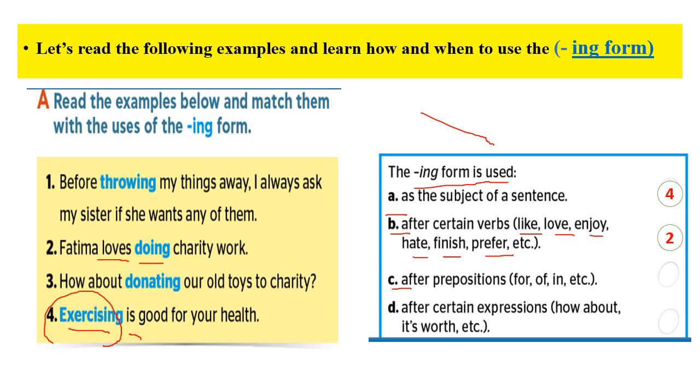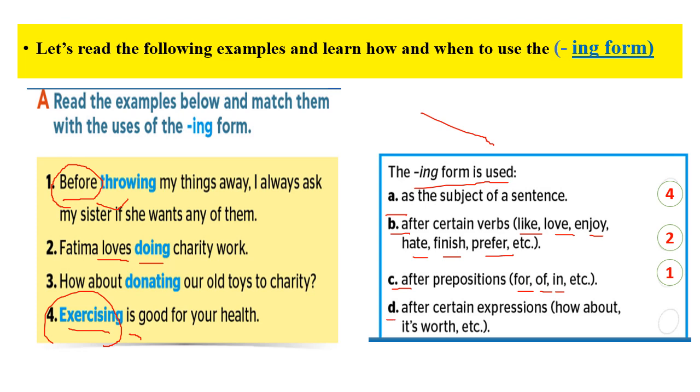C, the ing form is used after prepositions such as for, of, in, and other prepositions such as before, after, and so on. A good example is example 1. Here, before throwing my things away, I always ask my sister if she wants any of them. So before here is a preposition and it is followed by a verb in the ing form. So after these prepositions, the verb should come in the ing form.